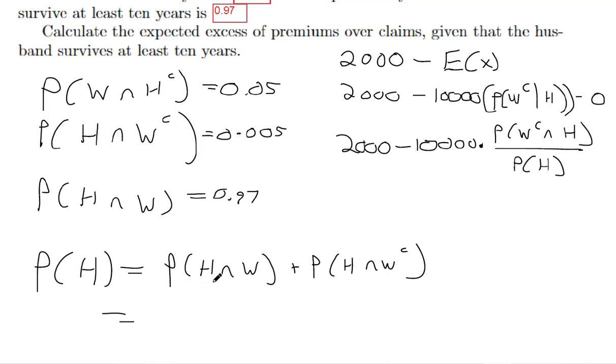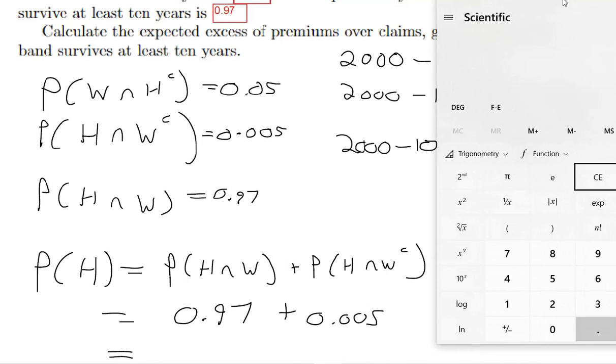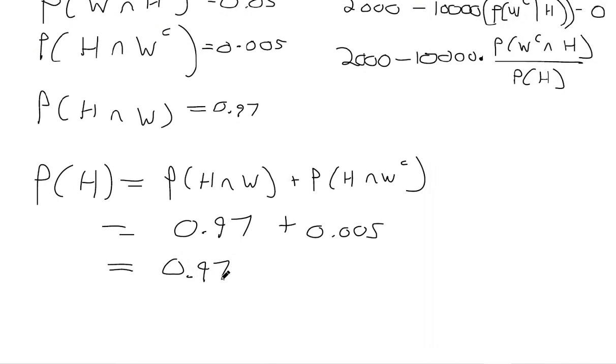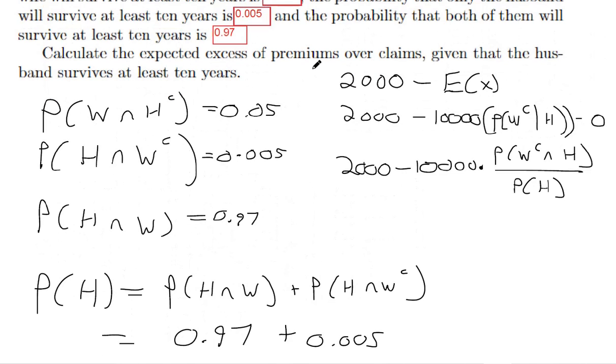The probability that the husband and the wife both survive, according to this problem, is 0.97. The probability the husband survives and the wife dies is 0.005. So the probability the husband survives, regardless of the status of the wife, is 0.975. Now we finally have everything to finish out this equation.